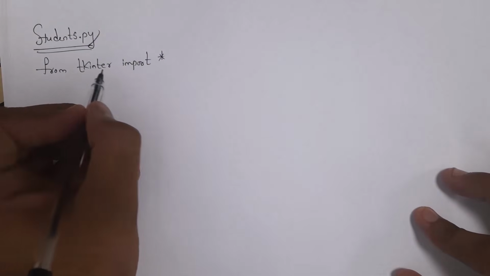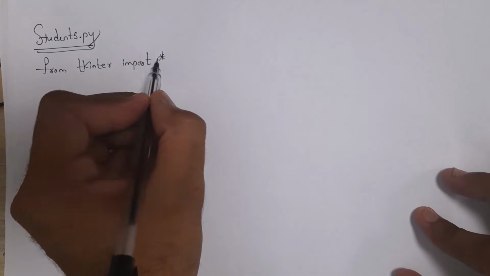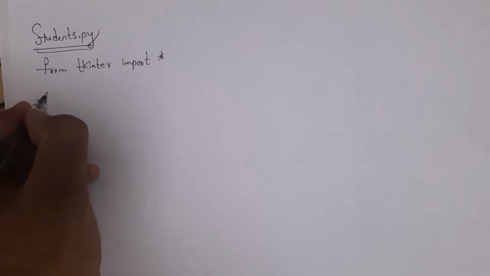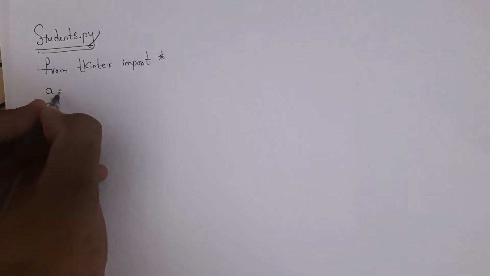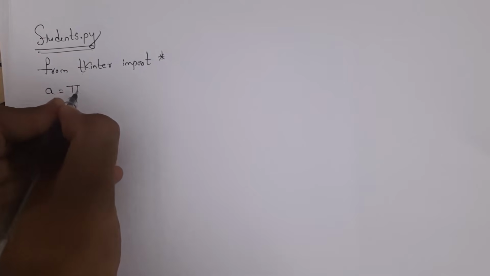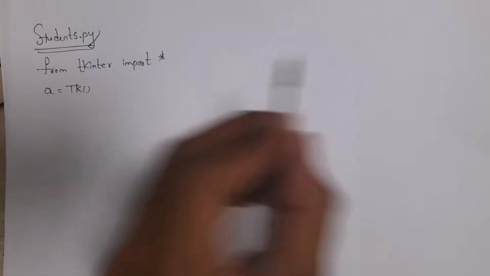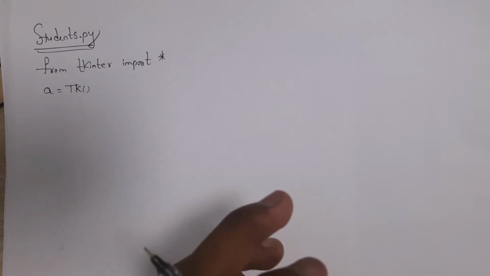Meaning of this is, from the tkinter module, I am importing all methods, where star represents all methods. And next we need to create a window. So I am writing here a equal to capital T small k and take brackets. By using the Tk method, we can create a window. Now inside this window, I want to give the title as student details form.